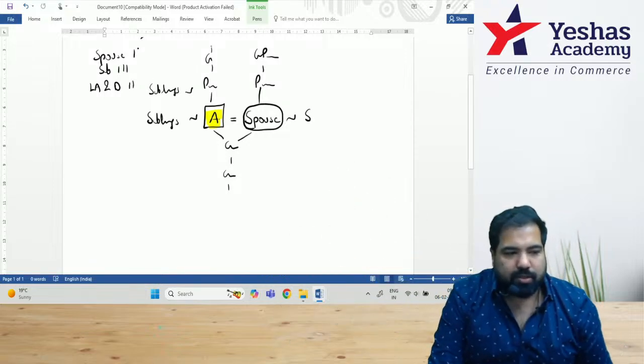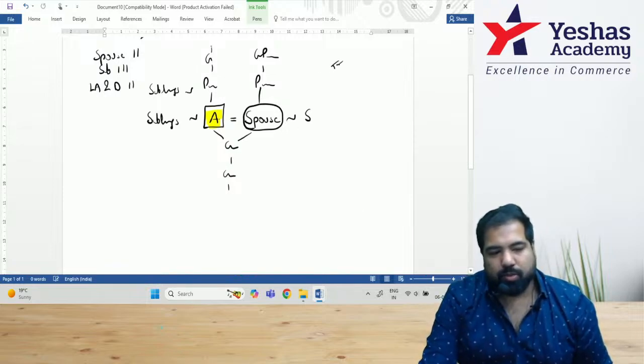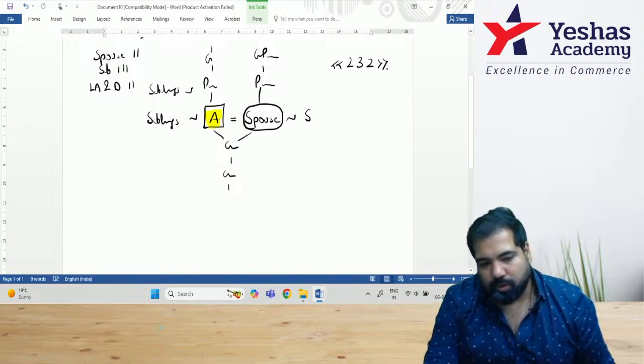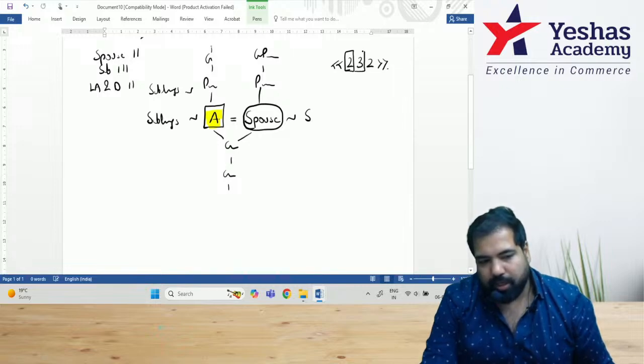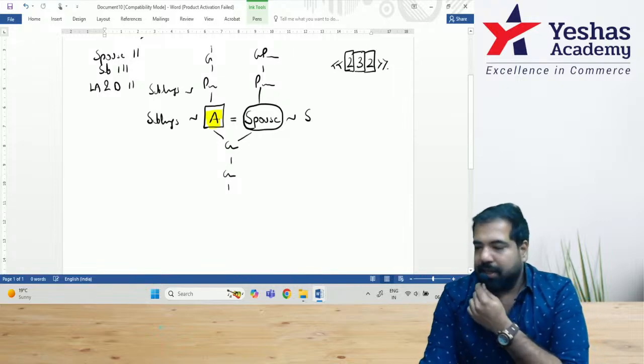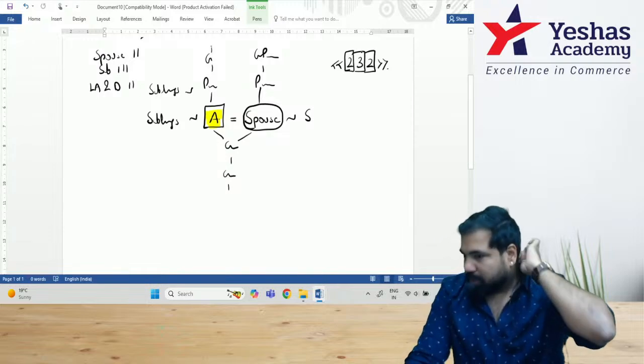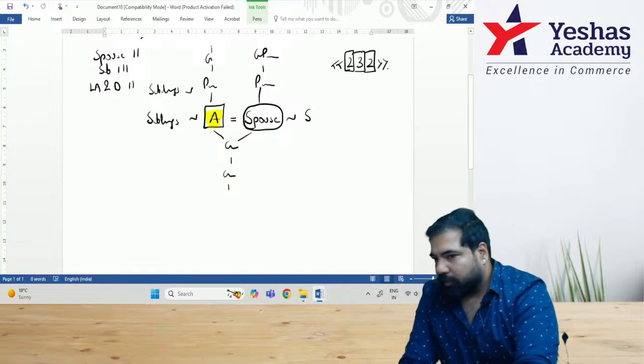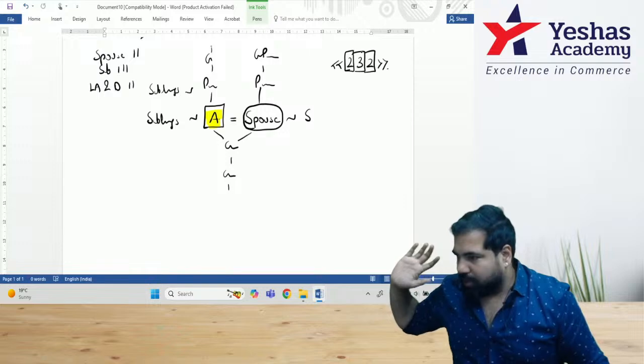Guys, that's why spouses, and that's why the shortcut is 232. Can we repeat the shortcut, guys? 232: 2 spouse, 3 siblings, and 2 lineal ascendants and descendants. This definition is only for what purpose? Gift. So many people can give you gifts and there is no tax.